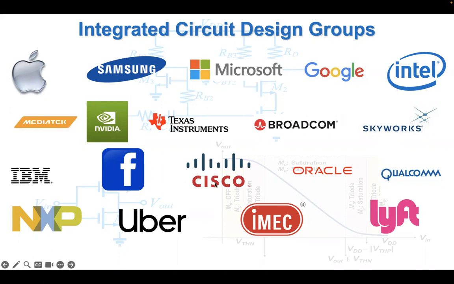Other companies including Cisco, Oracle, Qualcomm, NXP, Uber, big group in radar projects or radar design, IMEC, which is a big research center in Europe, and Lyft. These two companies, Uber and Lyft, also put together a strong group doing radars, radar chips, radar on chip for a number of applications. So as you can see, pretty much all the high-tech companies have either a major focus on integrated circuits or have a strong, large group doing IC design for their applications and for their products.